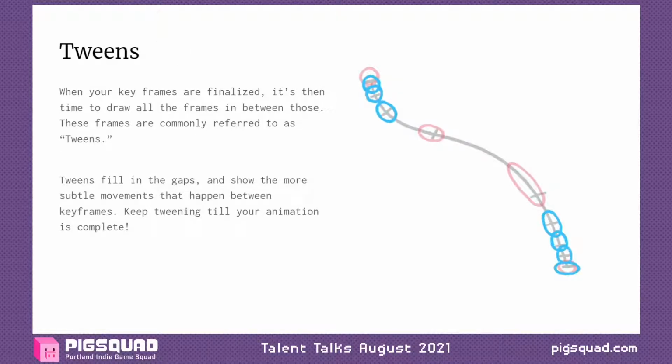And when you have your keyframes finalized, it's time to draw all the frames in between those. These frames are commonly referred to as tweens. Tweens fill in the gaps and show the more subtle movement between the keyframes, and then you just keep tweening till your animation is complete. So what I would do is look at my first 2 keyframes, draw the frame in between those, and then do it in halves, drawing the frame between 2 other frames, and the frame between 2 other frames, until essentially I've drawn every frame in the animation. You just keep on tweening.